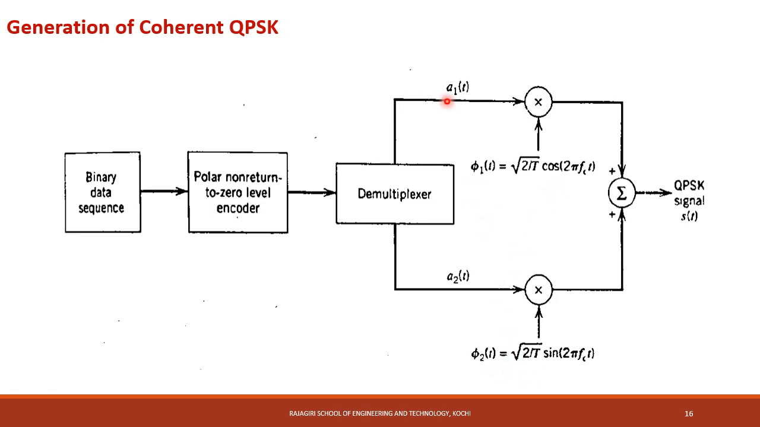So a1 of t is multiplied with phi1 of t and a2 of t is multiplied with phi2 of t. The result is that you will get a pair of binary PSK signals. These binary PSK signals can be detected independently because phi1 of t and phi2 of t are orthogonal to each other, and this pair of PSK signals are then added to form the QPSK signal.